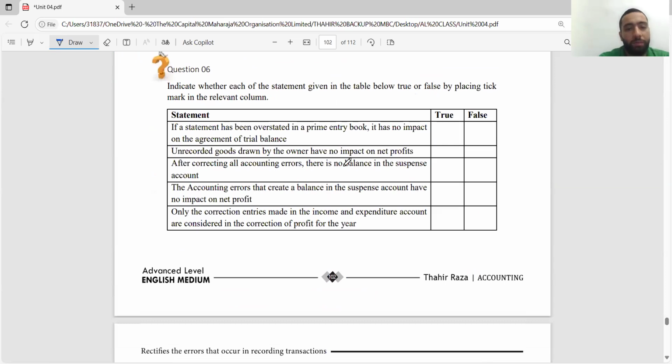Question number 6. Indicate whether each of the given statements in the table below is true or false by placing a tick mark in the relevant column. If a statement has been overstated in a parliamentary book, it has no impact on the agreement of the trial balance. Is this yes or no?